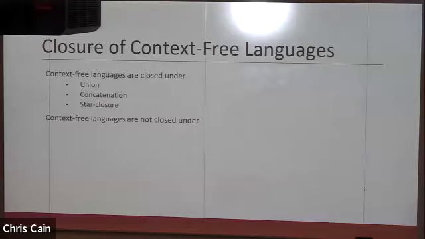Some interesting things that context-free languages are not closed under. First one is intersection. Any thoughts on why, any intuition for why context-free languages aren't closed under intersection? Why doesn't the result have to be a context-free language if we intersect them? That seems strange. We're going to take a subset of a context-free language. Why wouldn't the result be context-free? Necessarily.